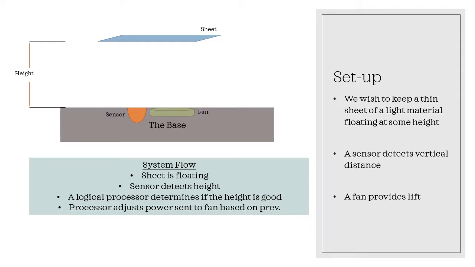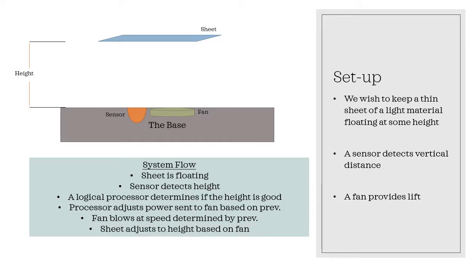If it's too high, send less power. If it's too low, send more power. The fan is going to adjust its speed based on the power provided to it by the processor. And then that sheet that's floating is going to adjust to a new height that is based on how much power is being provided by the fan. And then it's going to repeat. It's a cycle, not just one and done. So this keeps going until we turn our system off.